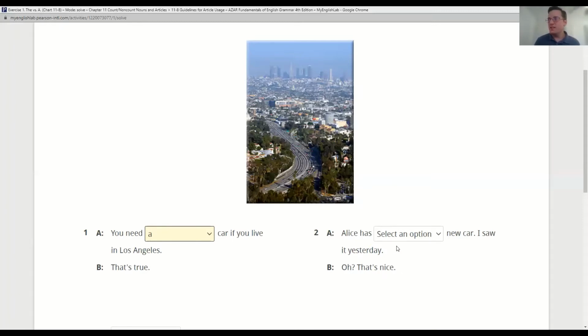Now, Alice has a new car. I saw it yesterday. Would we say a new car or the new car? Now, again, Alice bought a car. She bought 1 car. It's a new car. It doesn't matter what kind of car, when it's not important to say what kind of car. I'm not talking about a specific car. She just bought 1 new car. So I use the article a.